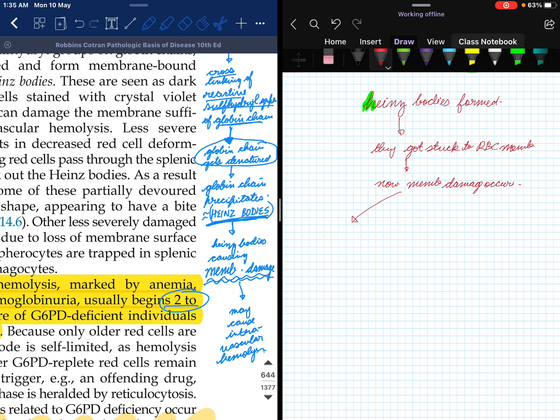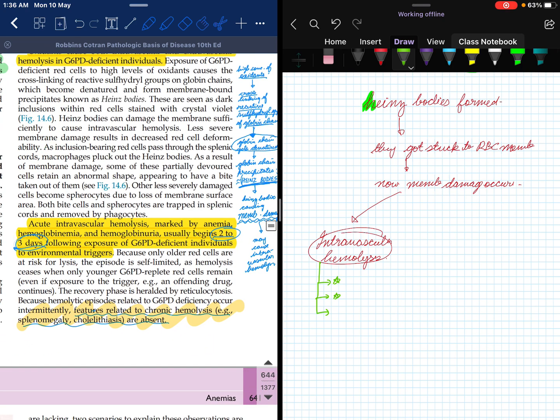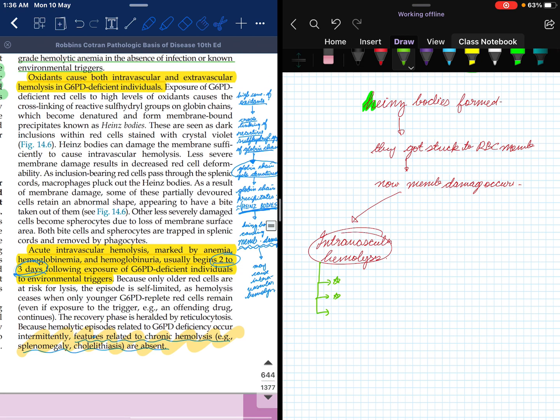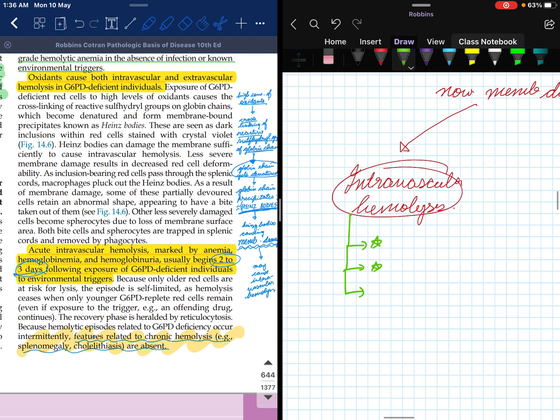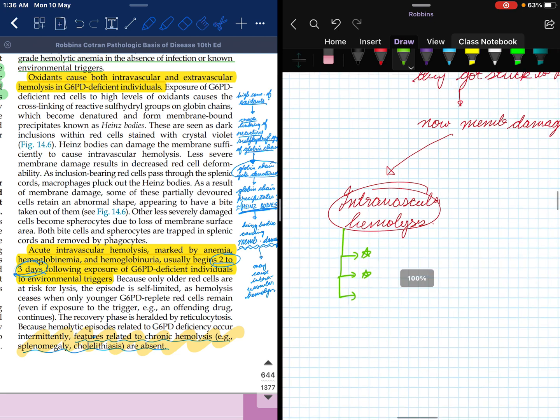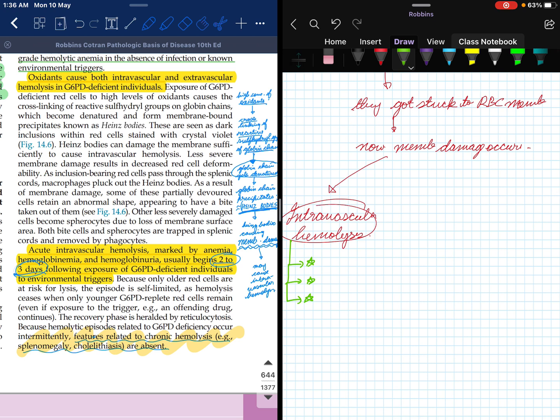Now this membrane damage can be severe enough to cause intravascular hemolysis then and there, and that can give all the symptoms we know: hemoglobinuria, hemosiderosis, and other symptoms like jaundice and icterus. So the intravascular hemolysis will be evident.